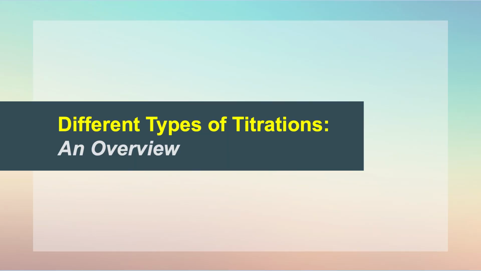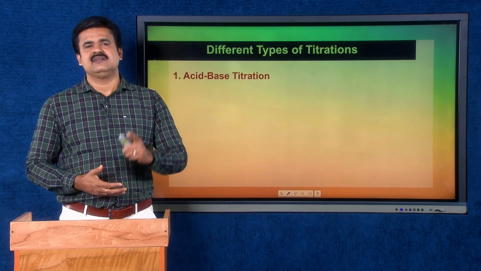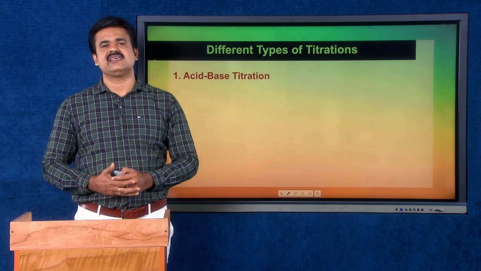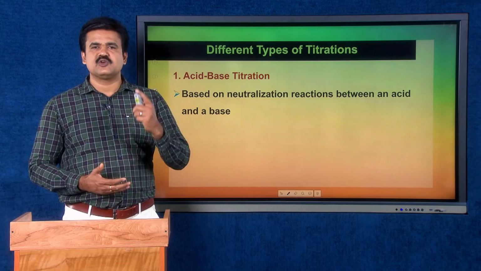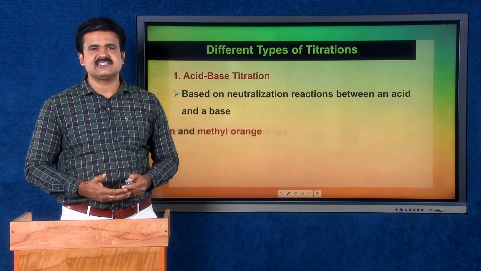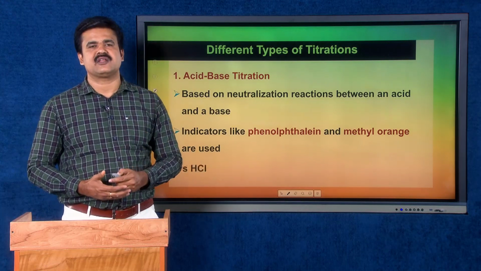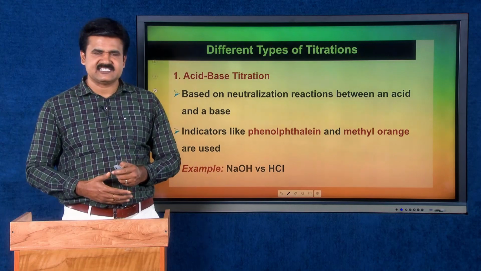Now we are having an overview of different types of titrations. This is the last part of the present module, and these are the different types of titrations. The first category is acid-base titration. The acid-base titration is based on the neutralization reaction between an acid and a base. Indicators like phenolphthalein and methyl orange are used for this purpose. A typical example is the titration between sodium hydroxide and HCl.